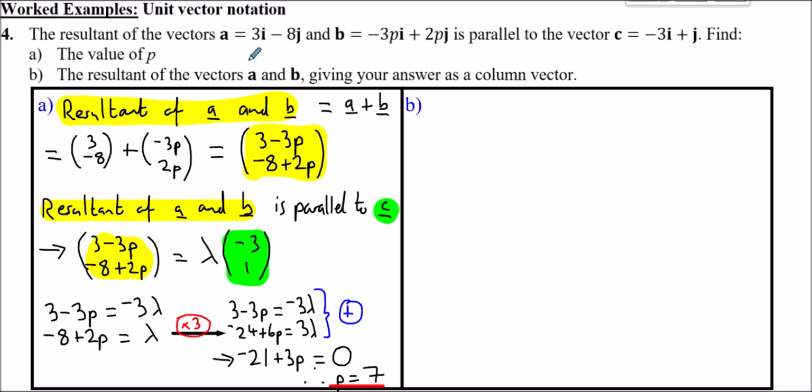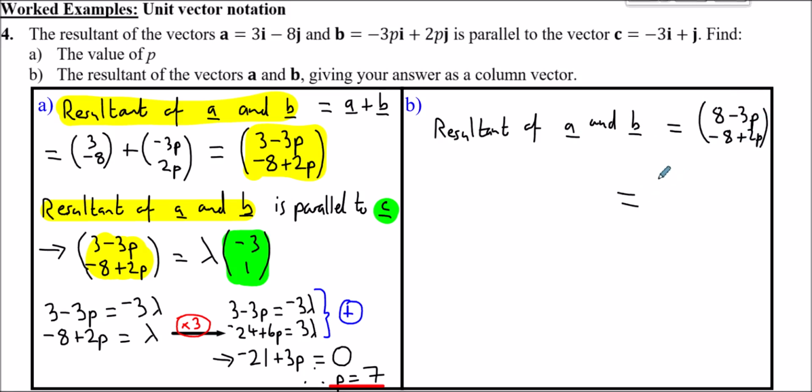Now part b is much easier. So now we know p, we can work out the resultant of a and b. The resultant of a and b we worked out was 3 minus 3p and minus 8 plus 2p on the bottom. However, because we now know p is 7, we can just sub in p being 7. So this becomes 3 minus 21, because 3 times 7 is 21.